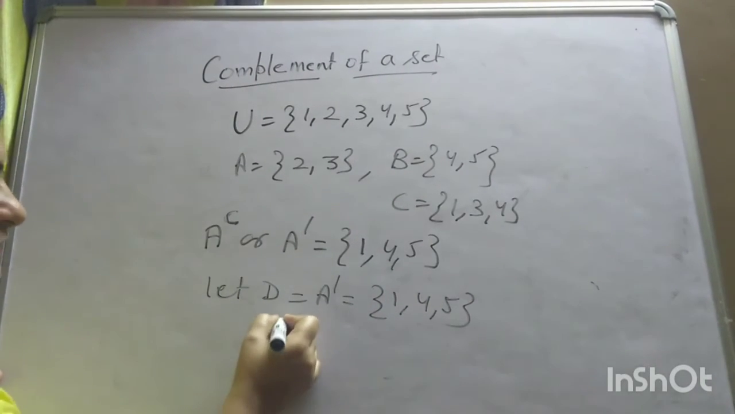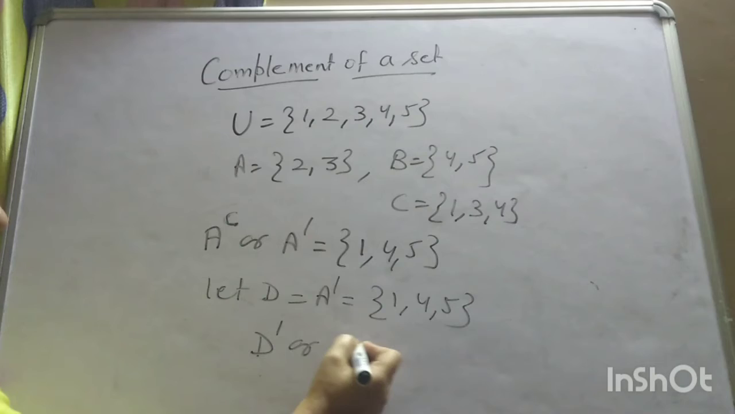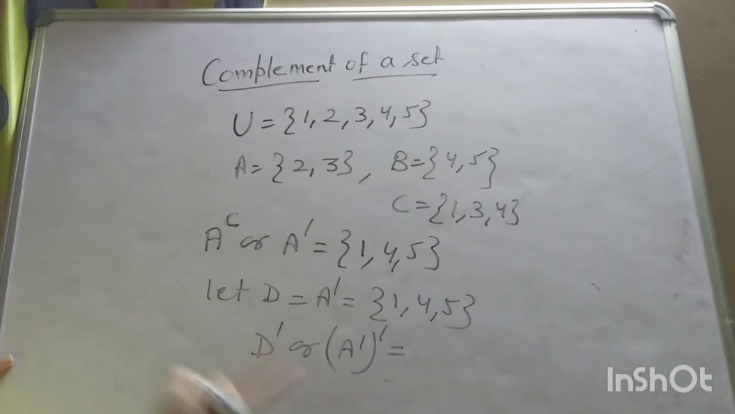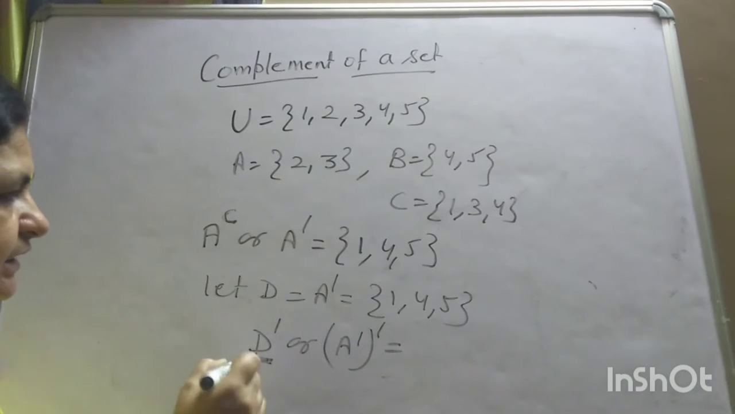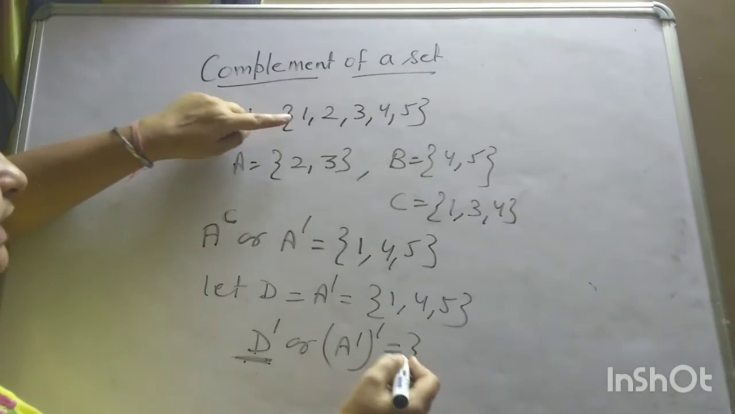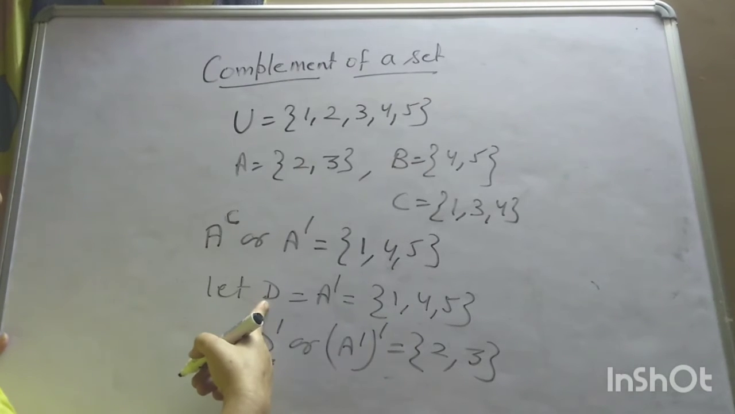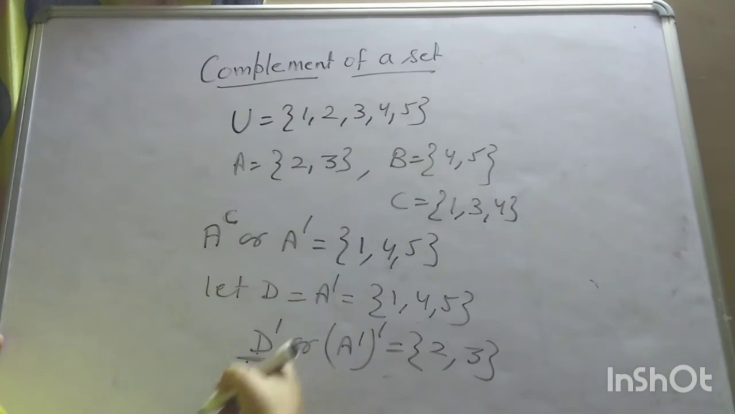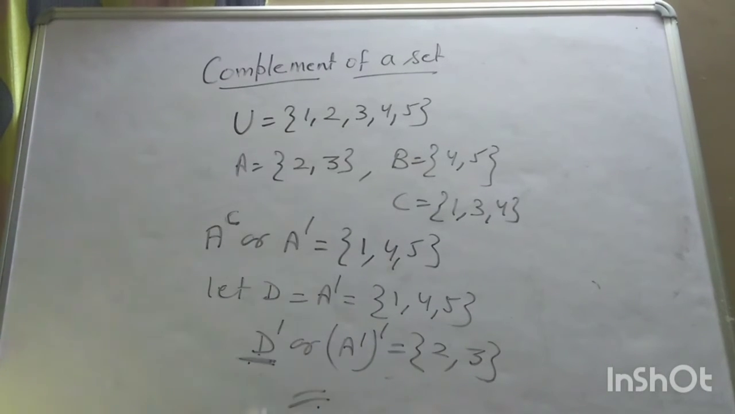Now what about D dash, or we can say complement of D, or we can say A complement whole complement. Again we have to write the elements of the universal set, and we have to leave the elements of set D. It means we will write 2, 3, because in set D, 1, 4, 5 are present. So we have to leave those for D complement. So D complement is 2, 3.